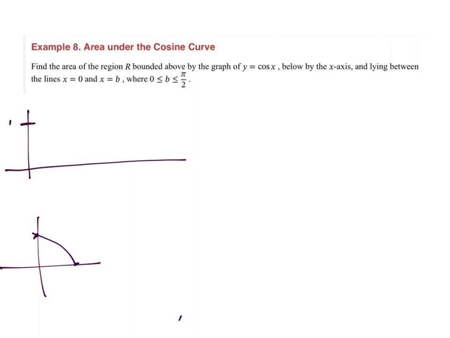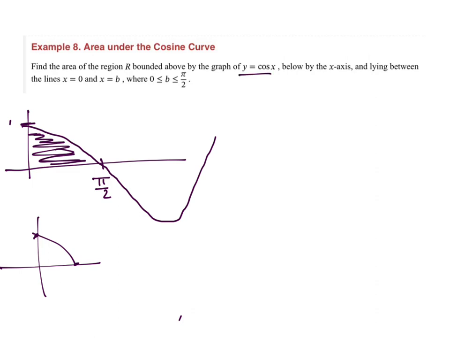That's going to start up here. And what is cosine of pi over 2? Oh yeah, it's 90. And then it would go like this. Do you agree with that? We are interested in the area under this curve, bounded above by the graph of y equals cosine x and below by the x-axis. So the upper boundary is y equals cosine x, and the lower boundary is the x-axis.